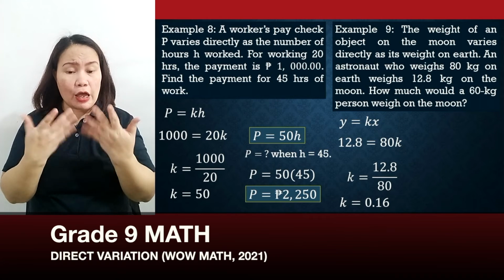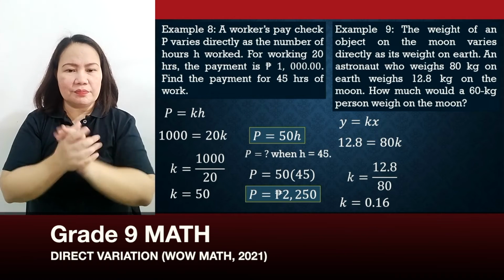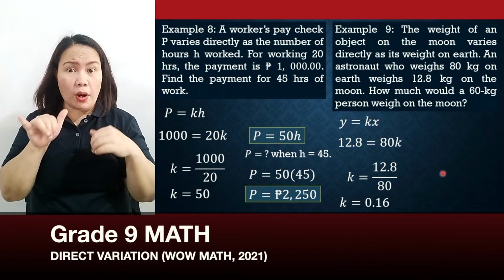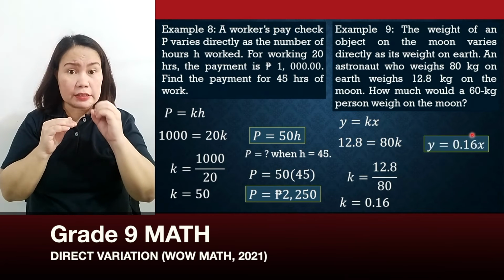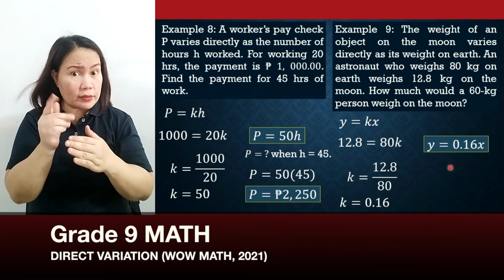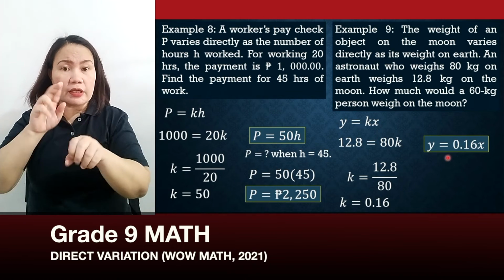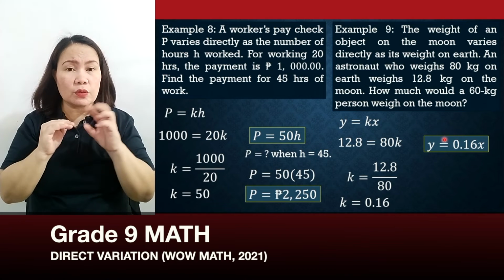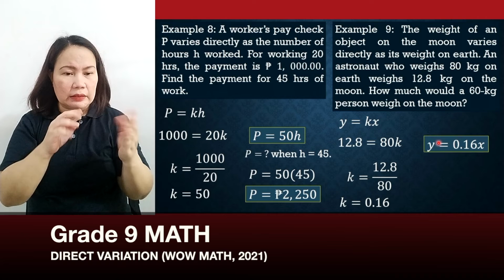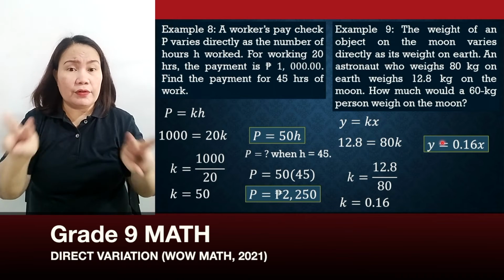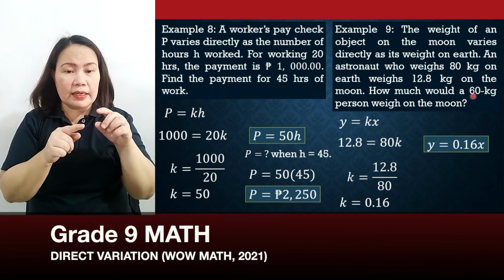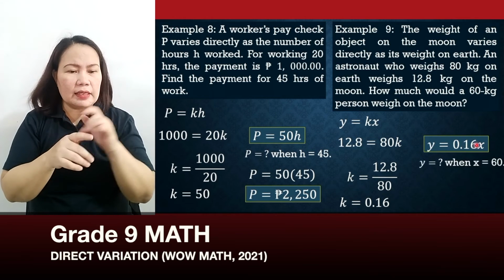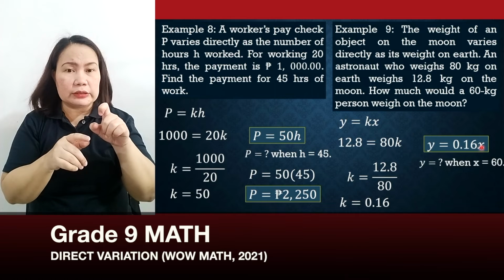And after that, makukuha na natin yung equation natin. So, balik tayo dito. So, yung equation na natin ay y is equal to 0.16x. So, next is, use the equation of variation to find y when x is 60. Okay? So, gamitin natin yung equation na to para makuha natin yung value ng y when x is 60. Ito yun, 60 kg. So, replace x with 60. So, papalitan lang natin yung x ng 60.